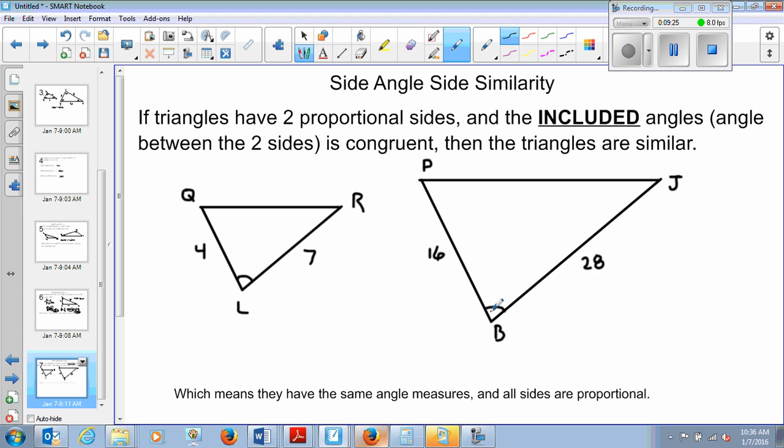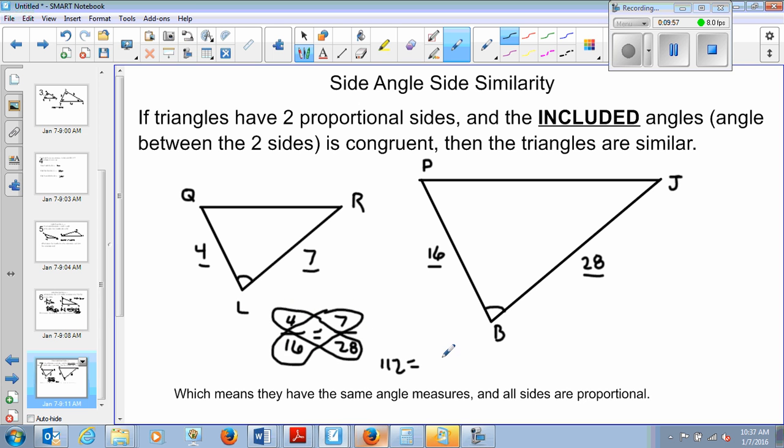So the angles are the same. That's good. That's one thing that we needed. But now we need to see if 4 is to 16 as 7 is to 28. So we check that with the proportion. 4 over 16 equals or is to 7 over 28. And how do we check to see if they're proportional? Well, we just cross multiply. When we cross multiply, 4 times 28 equals 112. And then when I cross multiply 7 times 16, I also get 112. So yes, those sides are proportional.